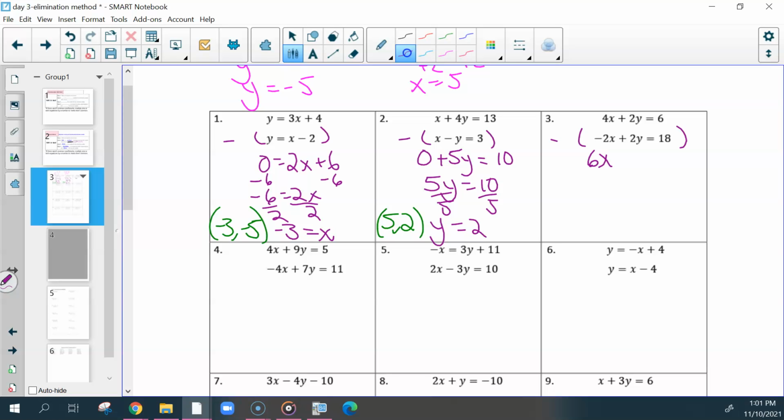So negative, you mean? Oh, yeah. We will deal with that in a second. We're going to end up subtracting still, but it'll make more sense when we see it. 2 minus 2 will give me 0. 6 minus 18 will give me negative 12. When you get more comfortable with this, if you want to just drop the 0 and just put 6x equals negative 12, that's also fine.